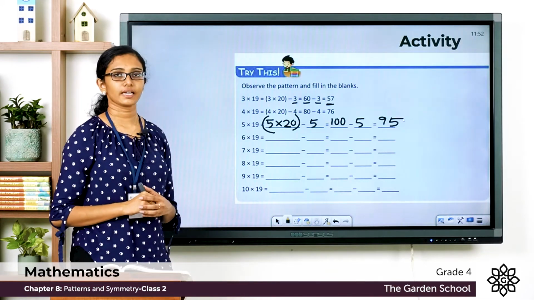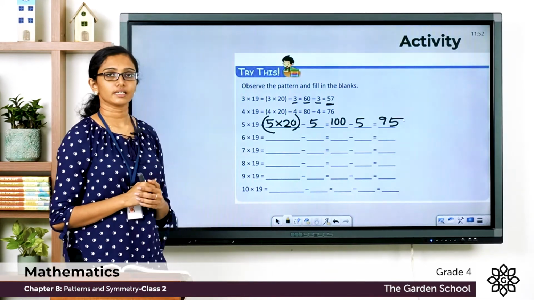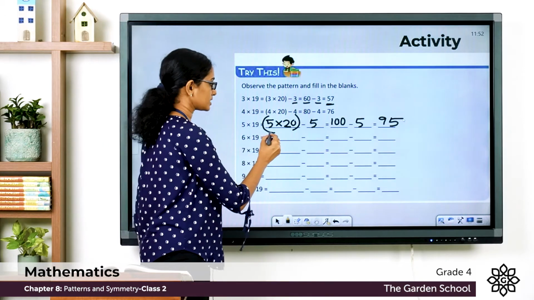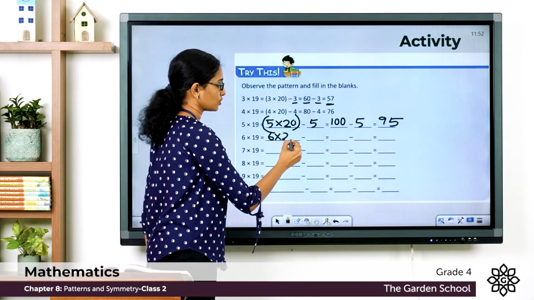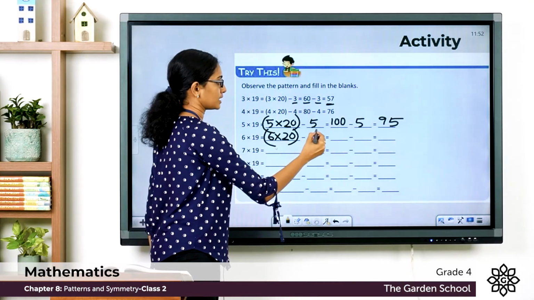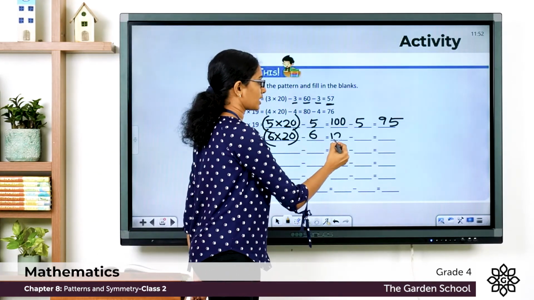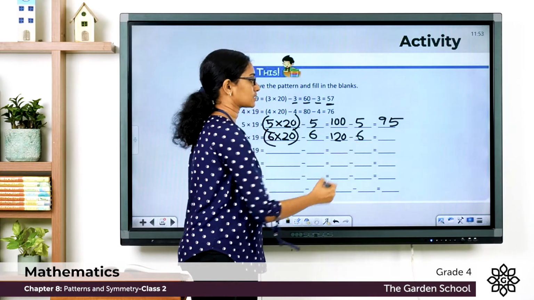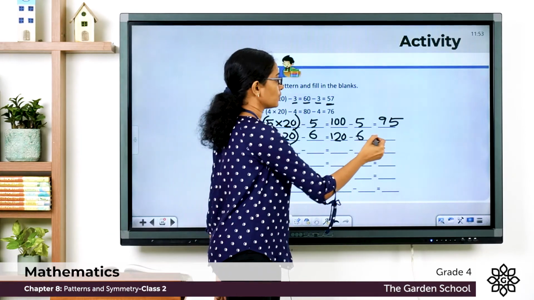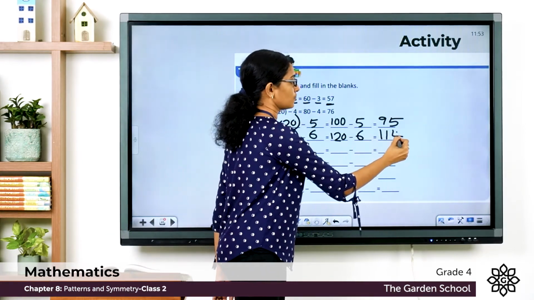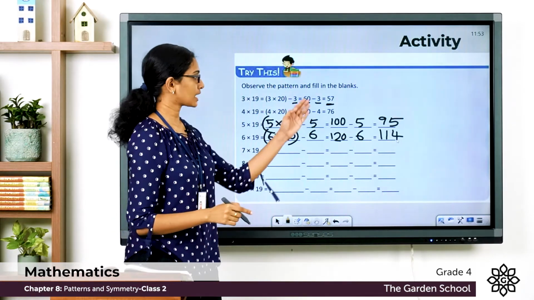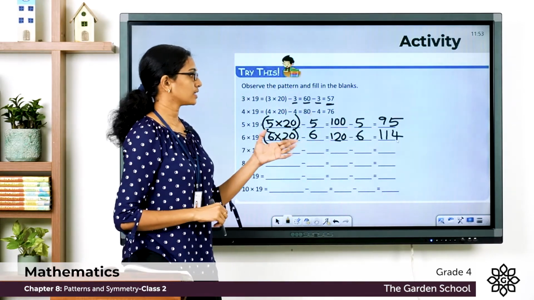Now the next line, 6 into 19. 6 into 19 can be written as 6 into 20 minus 6. Now what is 6 into 20? It is equal to 120 minus 6. And what is it? It is equal to 114.